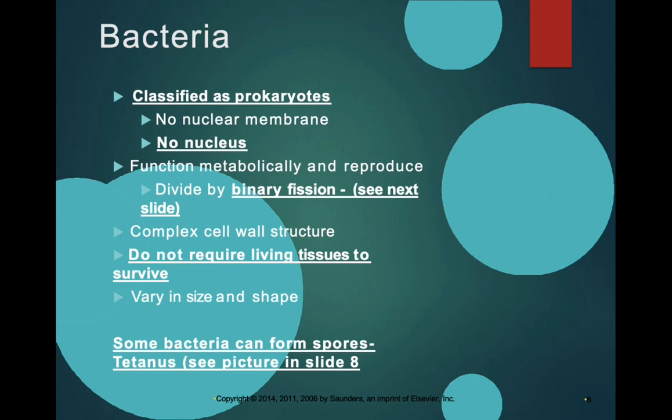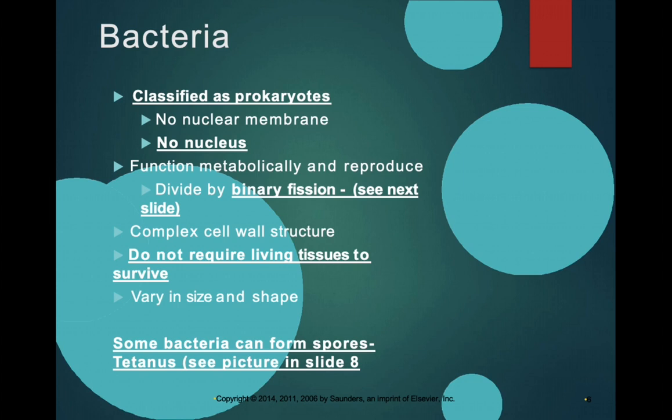Bacteria are classified as prokaryotes. You'll hear of prokaryocytes and eukaryocytes. So bacteria are classified as prokaryotes. There's no nuclear membrane. There is no nucleus. They function metabolically and they reproduce, but they reproduce and divide by something called binary fission. We'll see that on the next slide.